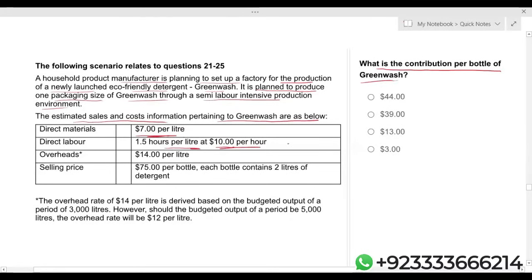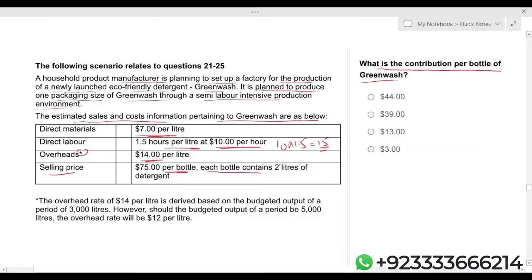Per liter it takes how many hours? 1.5. It means labor cost per liter is going to be 15. Overhead is 14 per liter. We have been asked to calculate contribution. Okay. Selling price 75 per bottle.